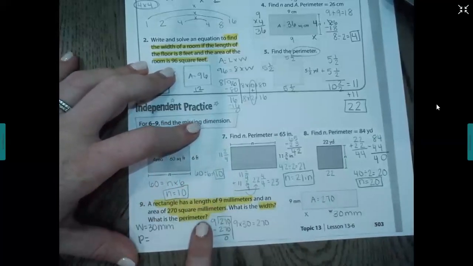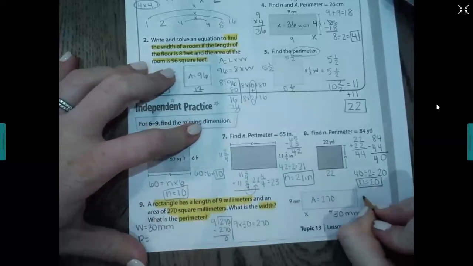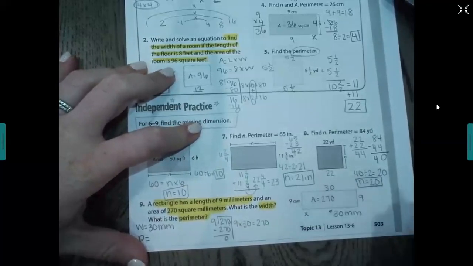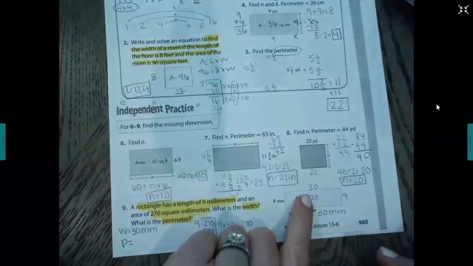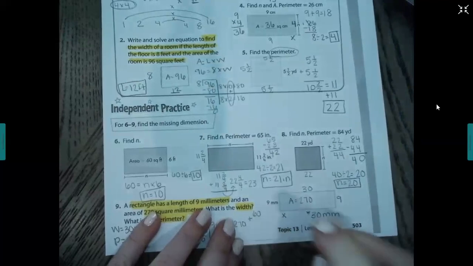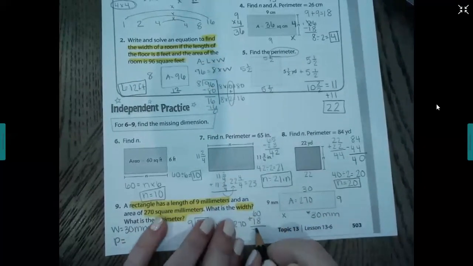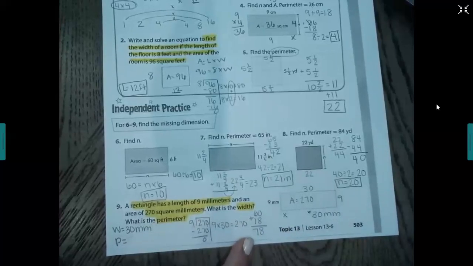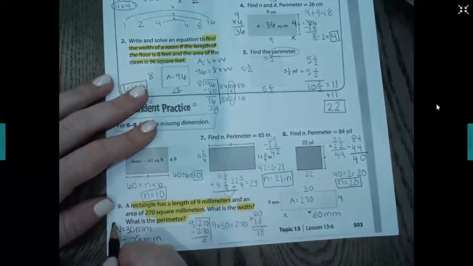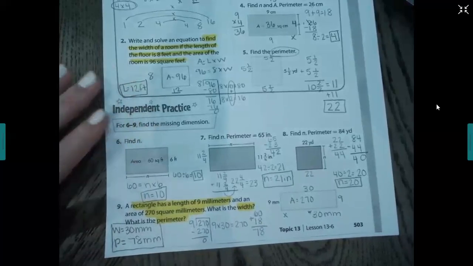Now I have to add up all the sides for the perimeter. If this side is 9, this side is 9. If this side is 30, this side is 30. 30 plus 30 is 60. 9 plus 9 is 18. Add those both together, I get 78 millimeters. And those are my final answers.